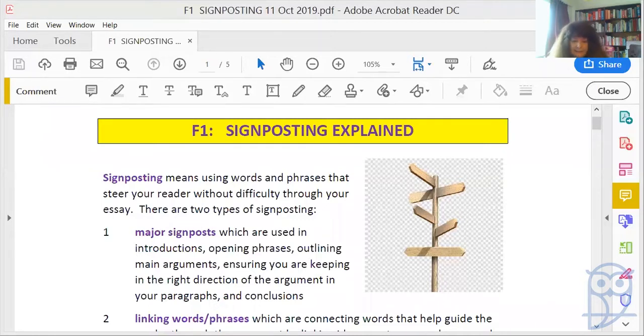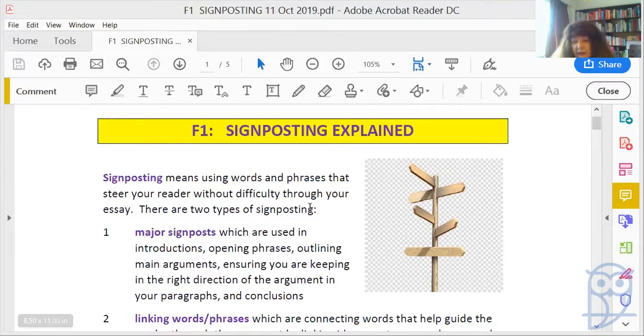Signposting explained. And there's a picture of a signpost. If you're traveling through a road on your bike or in a vehicle, you need to know which road to take. There's plenty of roads, plenty of directions, and you have to know which one to take, as we just said. Right. Signposting means using words and phrases that steer your reader without difficulty through your essay.